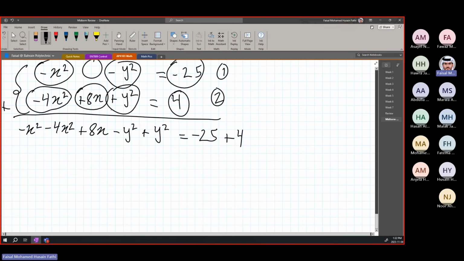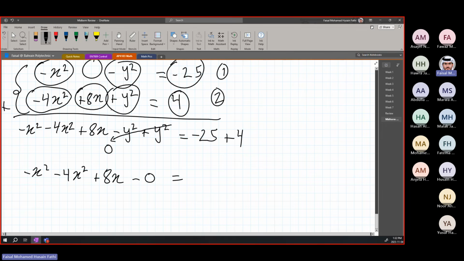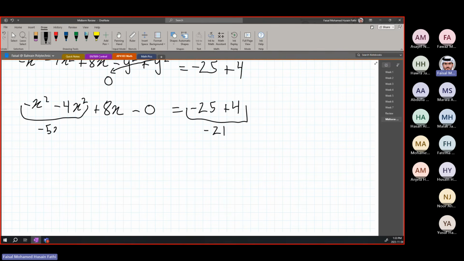Done. So obviously you can notice here, minus y squared plus y squared will be equal to 0. So it's going to be minus x squared minus 4x squared plus 8x minus 0, just to clarify, equal to minus 25 plus 4. And then this is equal to minus 21, just so you know from now. Minus x squared minus 4x squared is minus 5x squared. So we're just going to rewrite the equation. Minus 5x squared plus 8x is equal to minus 21.